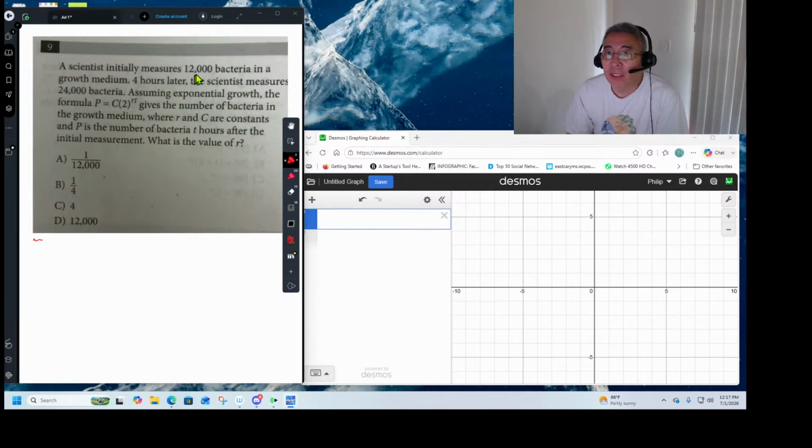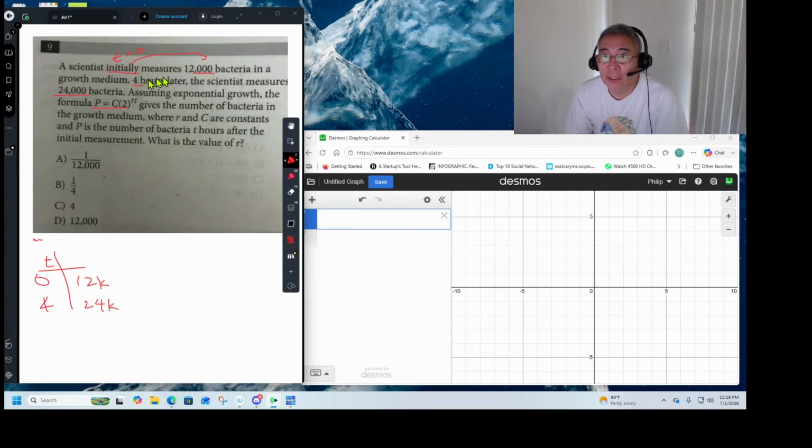So let's take our data. We got 12,000 bacteria initially. 4 hours later, 24,000. And here's the model. If I put this in a data sheet, initially is code for time equals 0. So time 0 corresponds to 12,000 bacteria, and 4 hours later, there's 24,000 bacteria.